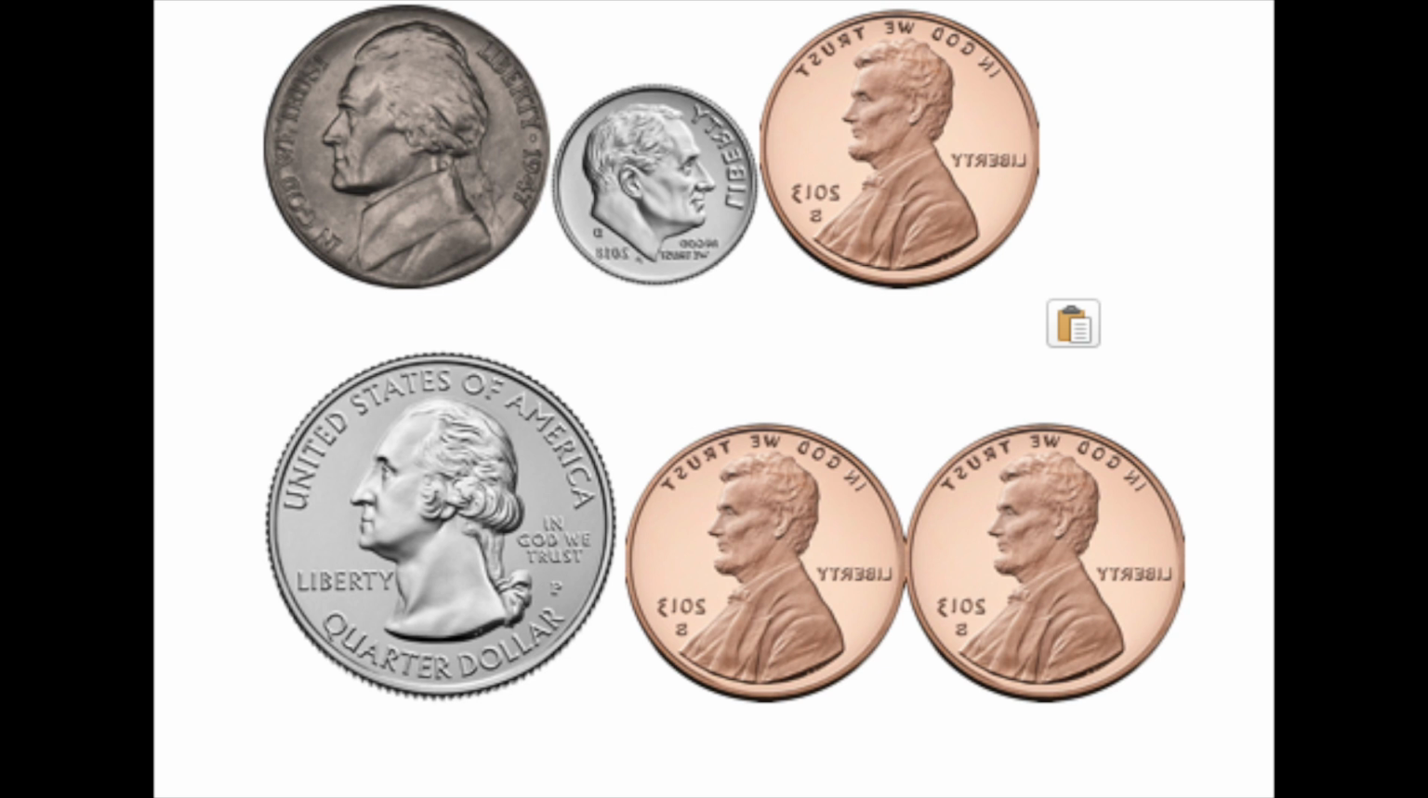So there's a couple ways that you could do this. You could either start with the biggest coin, which would be the quarter, which is 25 cents, and then add it to the next biggest coin, which would be the dime, which is 10 cents, and then add it to the next biggest coin, which is the nickel, which is 5 cents, and then lastly add the pennies together.